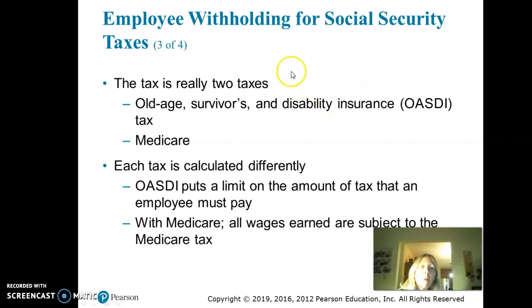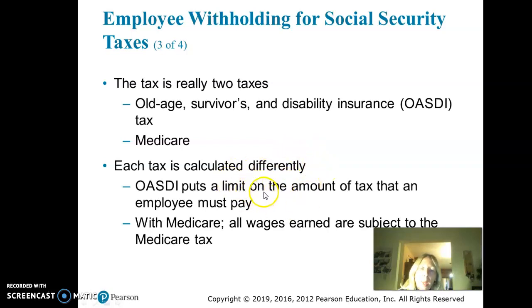So what you need to remember is Social Security is really two taxes. And the taxes, remember, this is called FICA. The two taxes are called OASDI. This is like your old age pension plan, and Medicare. And Medicare is medical insurance for older people. So remember that each tax is calculated differently.